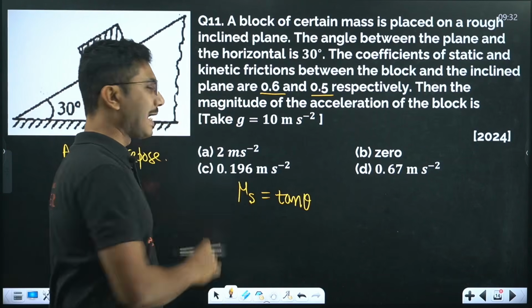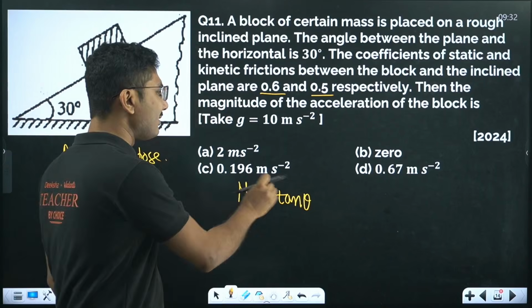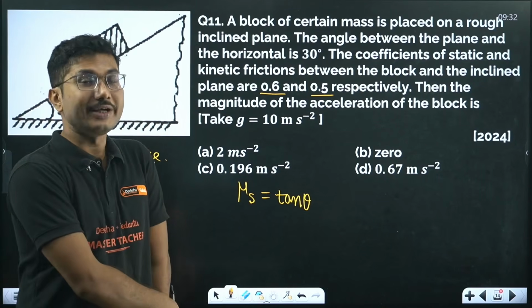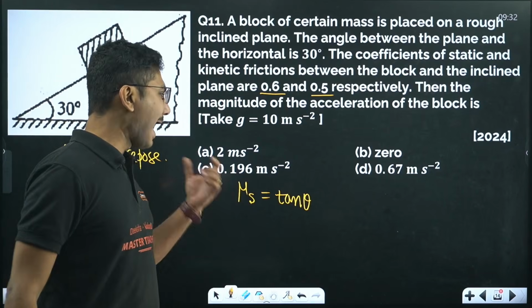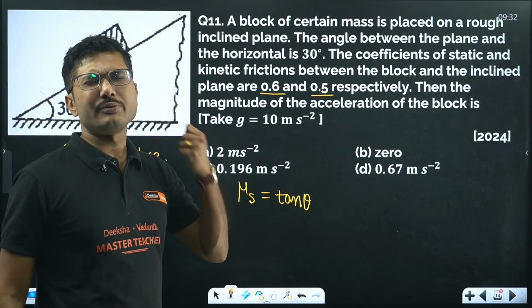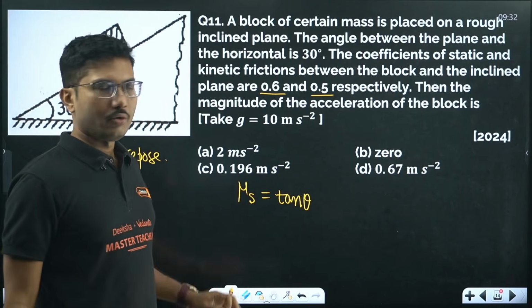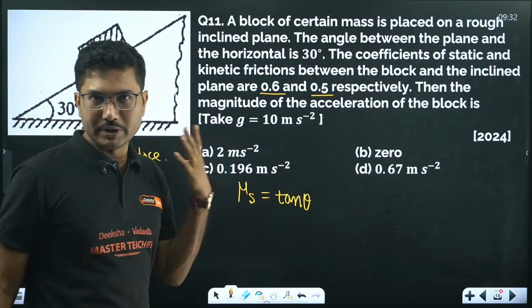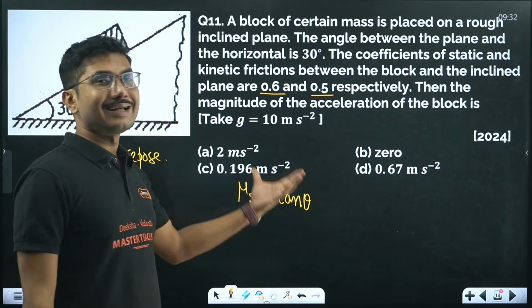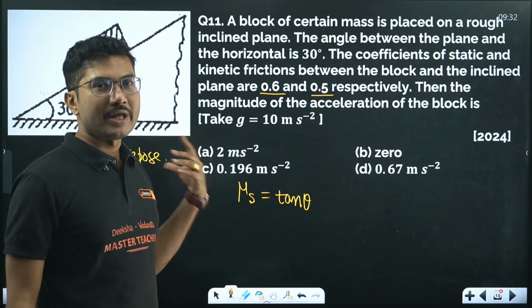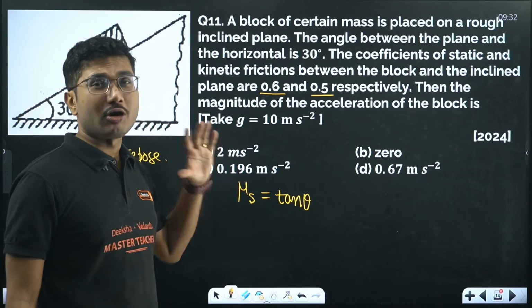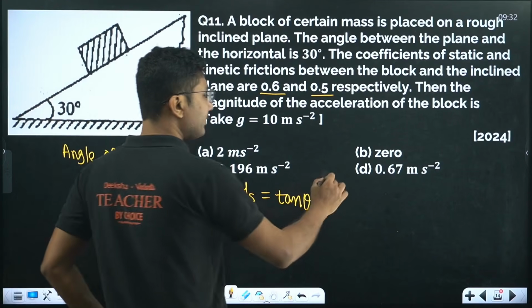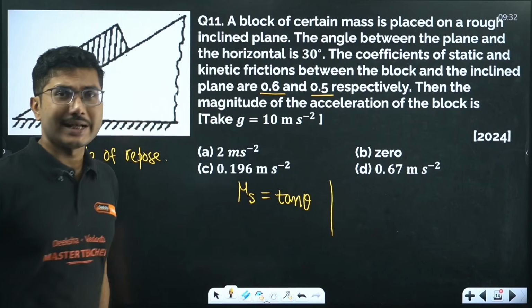If the static friction is slightly less than this tan theta, this is called the critical case, the critical angle. At this angle the object will just start to move. If you push it slightly, it will start moving. But if the angle is less than this value, then the object will not move at all. So first of all, we will test whether this condition is satisfied or not.